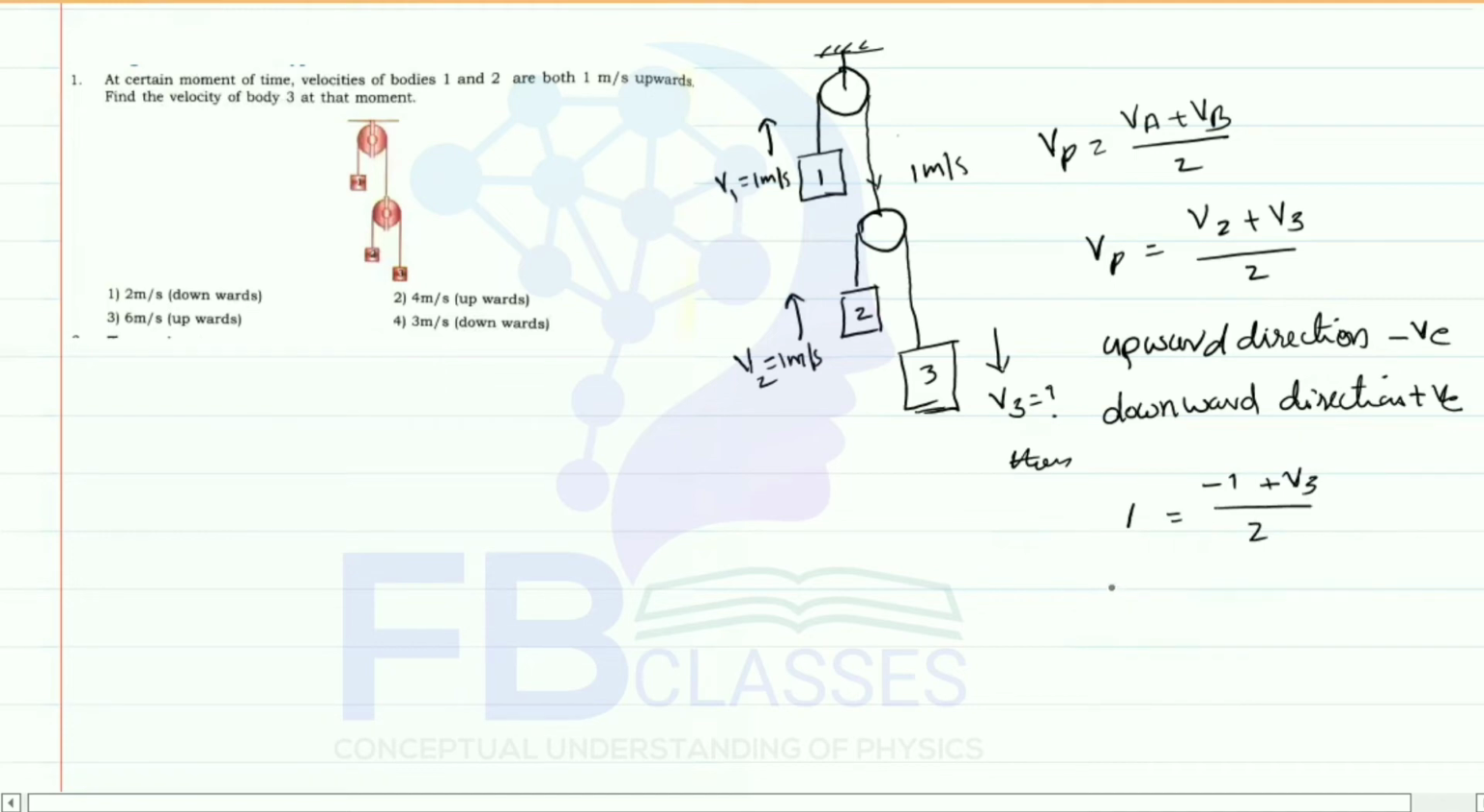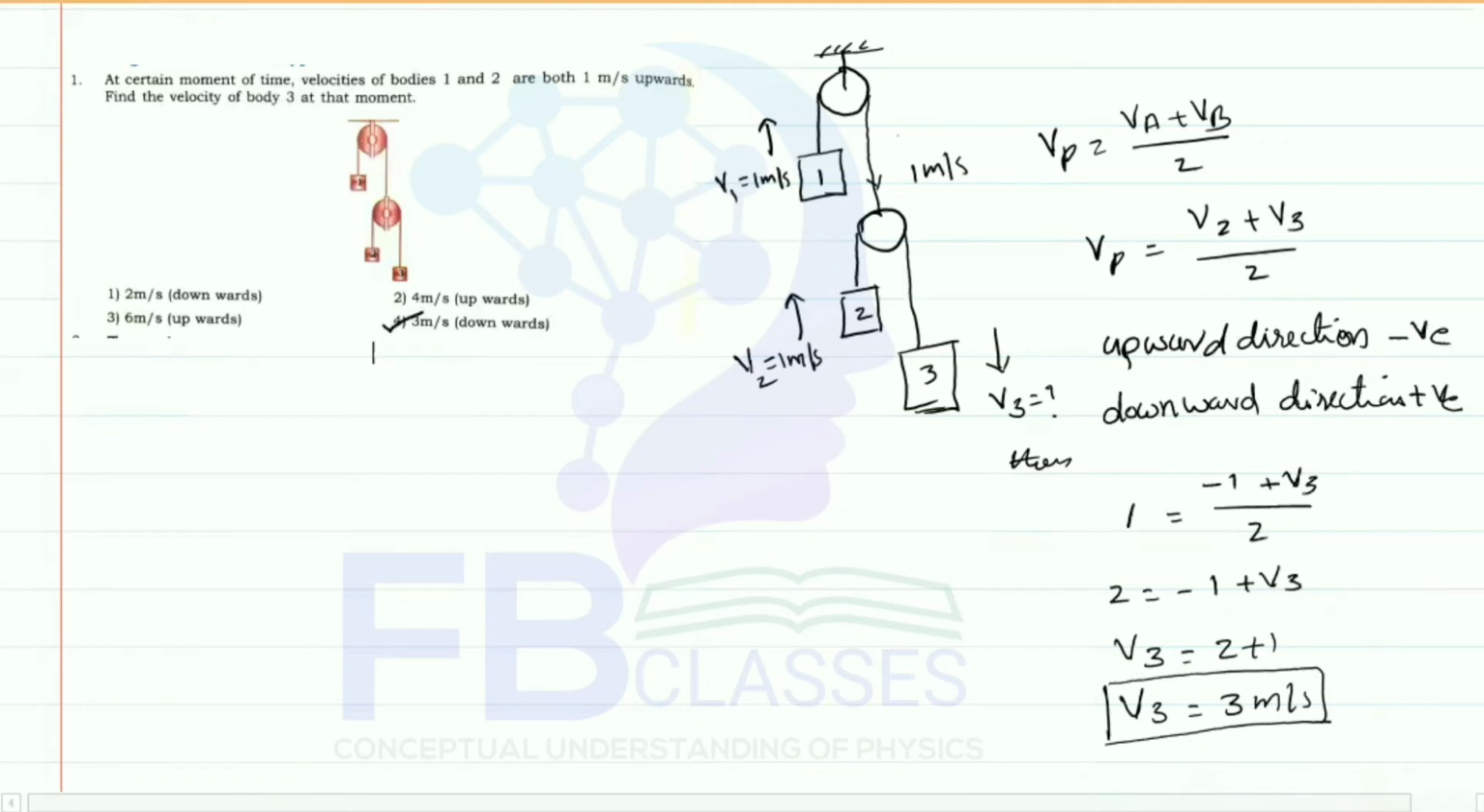Now cross multiplication becomes 2 is equal to -1 plus V3. So from here V3 becomes 2 plus 1. Okay, so now V3 is equal to 3 meter per second. The value comes out as a positive value, and positive direction is the downward direction. Yes. So the fourth option is the correct option.